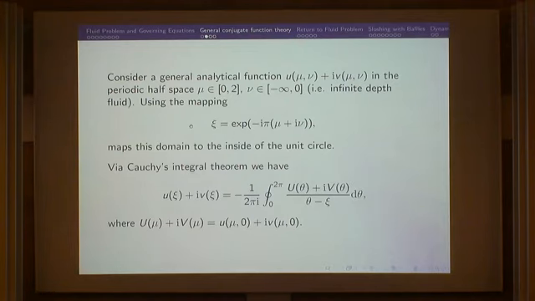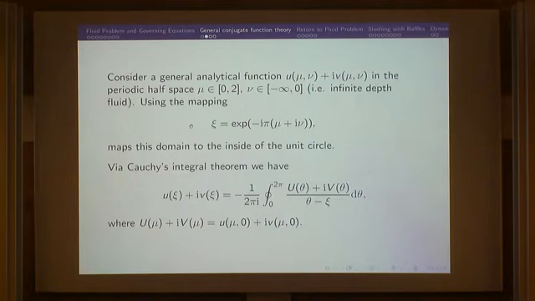Okay, so let's consider some general analytic function, u plus iv, and we're going to consider it in a slightly simpler domain. We're going to consider it in the half space, so we've still got nu between 0 and 2, but now nu is going to go to minus infinity. I'm going to remove this conformal modulus by setting it equal to infinity. And so this is the infinite depth case of the problem that I originally posed.